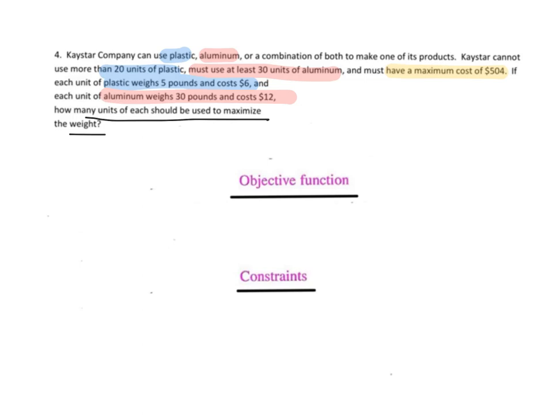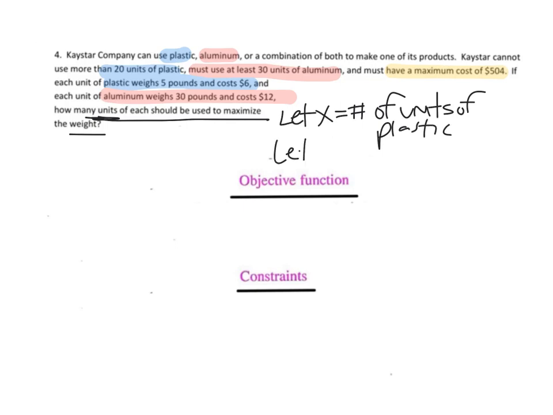Well, in these linear programming questions, there's always going to be two values, two items. And here it's clear that the two items are going to be the plastic and the aluminum. And the question says how many units of each should be used to maximize the weight. So we're always going to start off with let statements. I'm going to let X be equal to the number of units of plastic, and I'm going to let Y be equal to the number of units of aluminum. And I'll stay consistent with those variables.